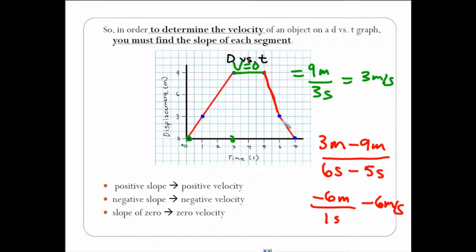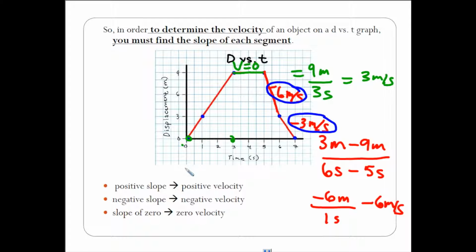And for this segment, from 6 to 7 seconds, I'll label this interval, we can see that we go from 3 meters to 0 in a time period of 1 second, which would mean that we have a velocity of negative 3 meters per second. Again, we're still heading in the negative direction.